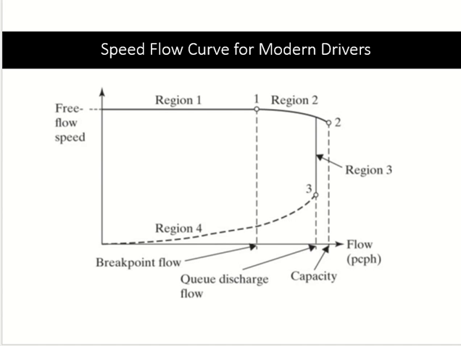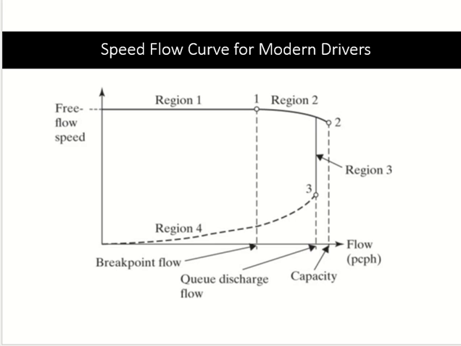You can see the curve. So flow is increasing, speed is decreasing, the same thing which we were expecting earlier. And this happens till what point? Capacity. And capacity is what? Maximum flow. So from the break point till capacity, you will see the drop of speed with respect to flow.